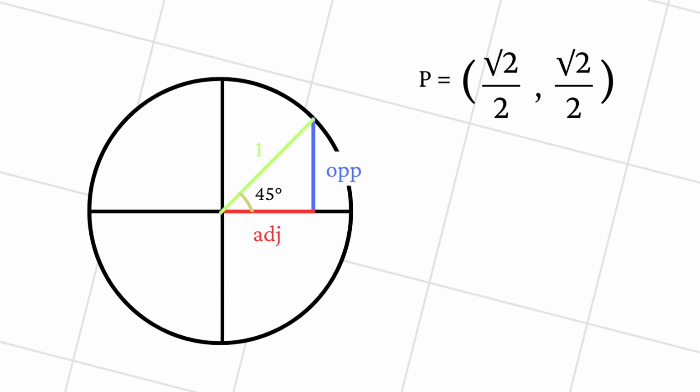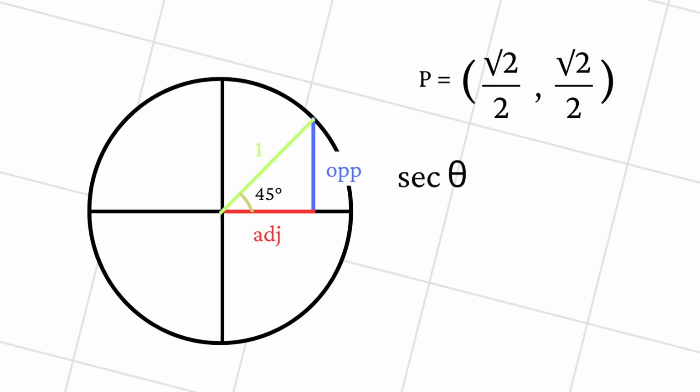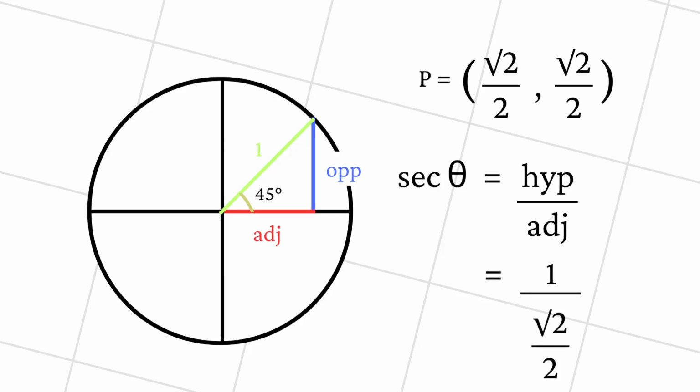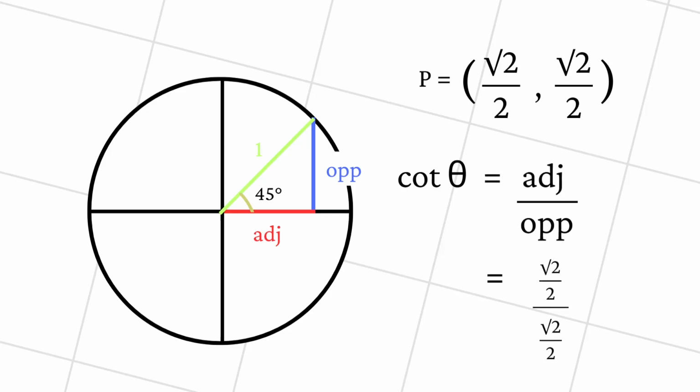For our reciprocal functions, we have cosecant, which uses the ratio hypotenuse over opposite, which is the reciprocal of sine, so it becomes 1 over square root of 2 over 2. For secant, we have hypotenuse over adjacent, which is the reciprocal of cosine, becoming 1 over square root of 2 over 2. For cotangent, we have adjacent over opposite, which is the reciprocal of tangent, becoming square root of 2 over 2 over square root of 2 over 2.